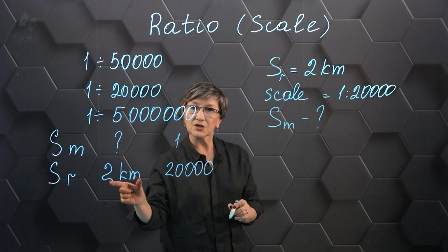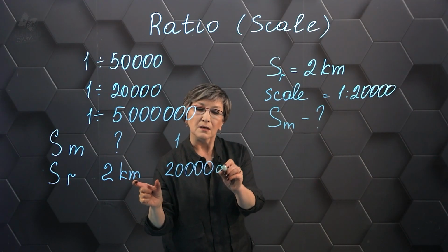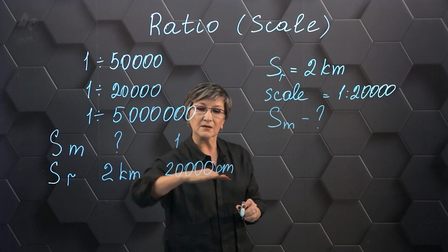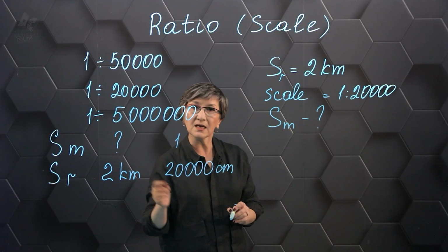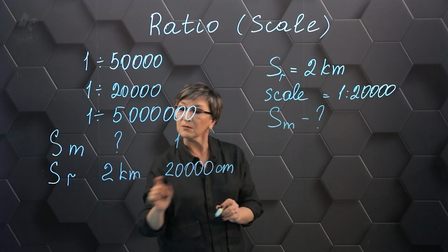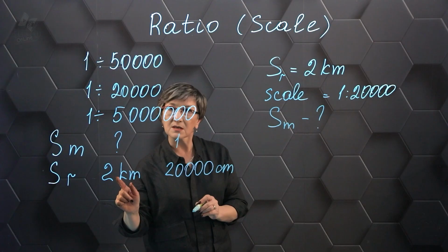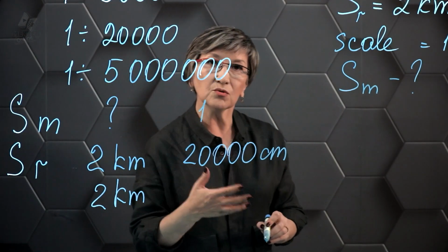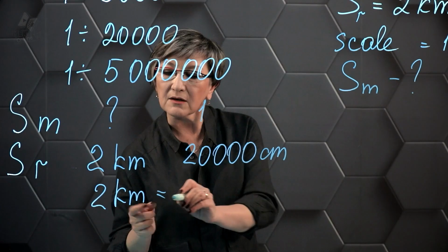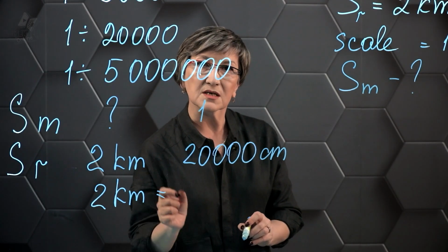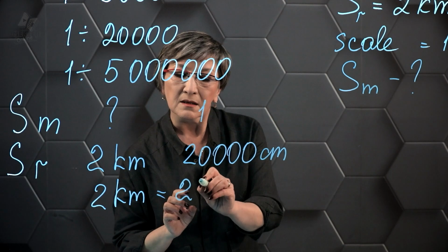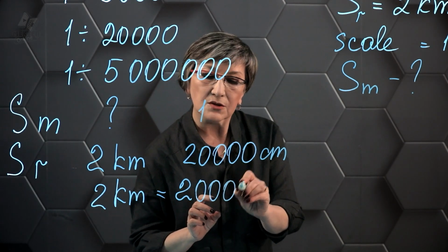But first, we'll notice that the scale is written in centimeters and the distance is written in kilometers. So I'm going to write down the distance 2 kilometers and convert it into centimeters. In order to convert 2 kilometers into centimeters, I have to add 5 zeros. 1, 2, 3, 4, 5 centimeters.